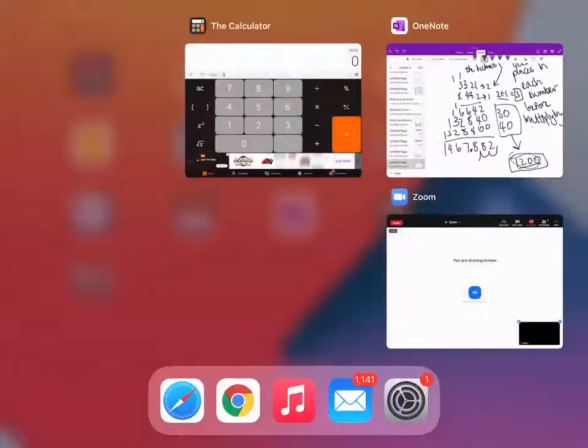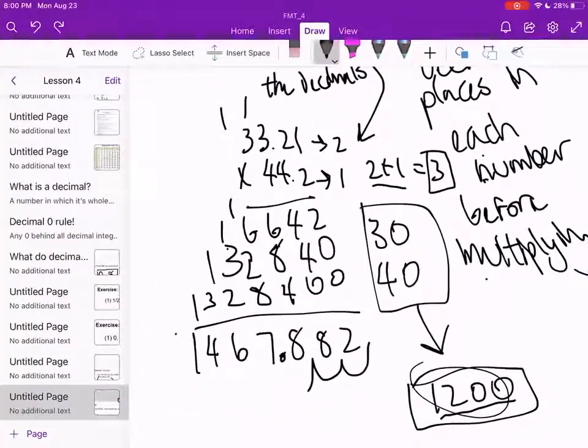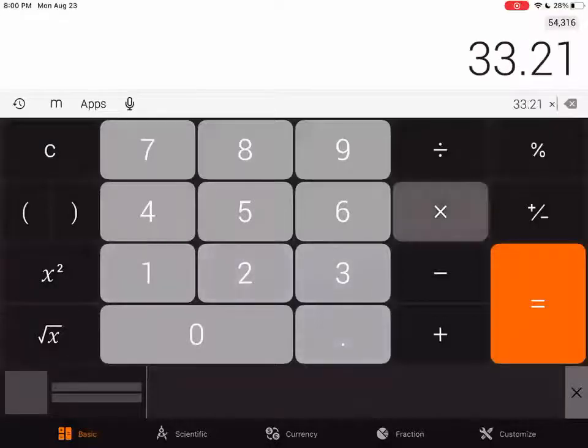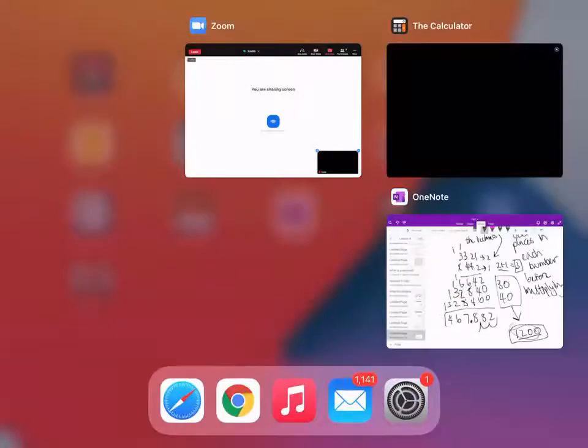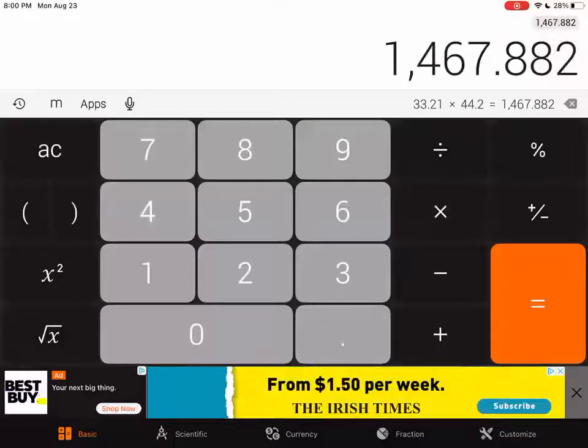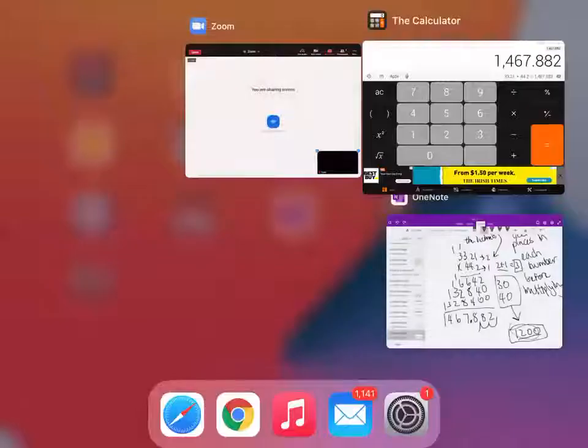We can quickly go into our calculator and do 33.21 times 44.2. And we get 1,467.882. So that is the answer that we have down here.